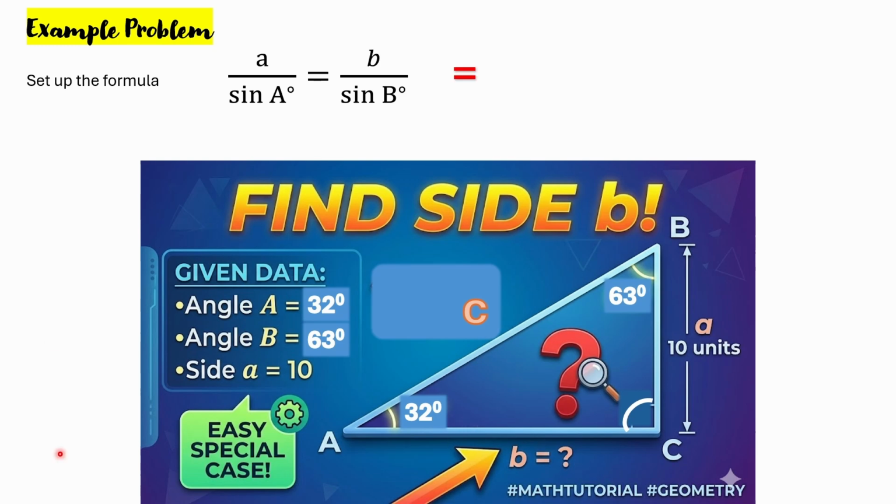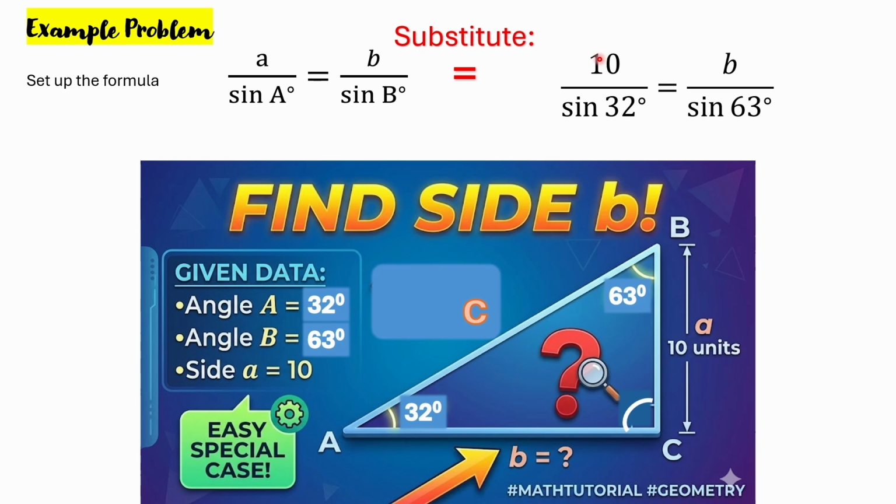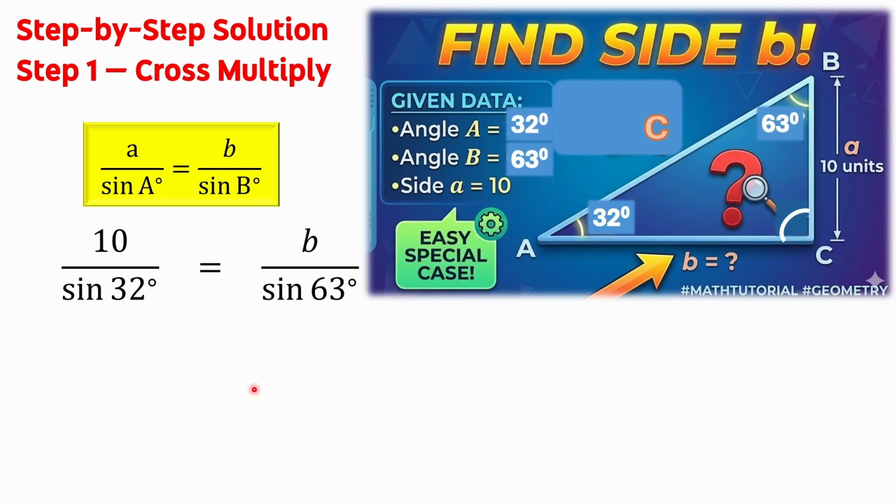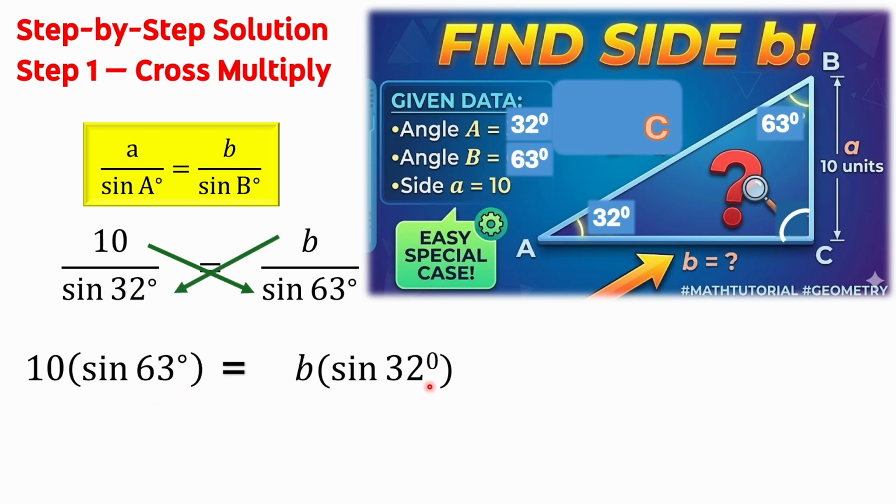And next one is, let's substitute the given value. Our side a is 10, so we have 10 over sine A, which is 32 degrees, and the unknown side is side b, and sine B is 63 degrees. Okay, so after we substitute, now let's have the next step. We have 10 over sine 32 degrees equals b over sine 63 degrees. Then we cross multiply. We have 10 times sine 63 degrees and b times sine 32 degrees.